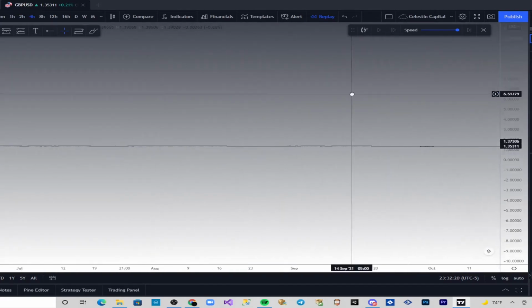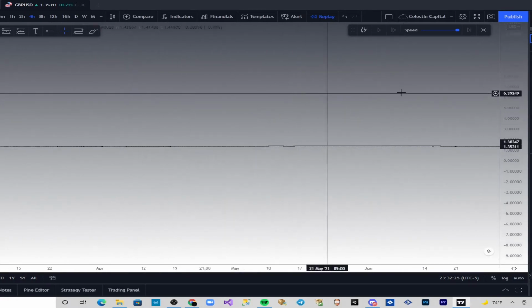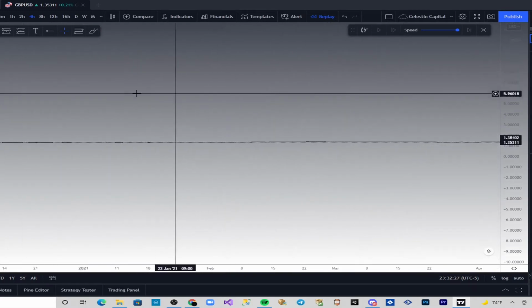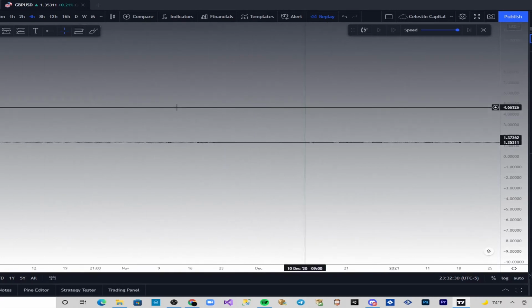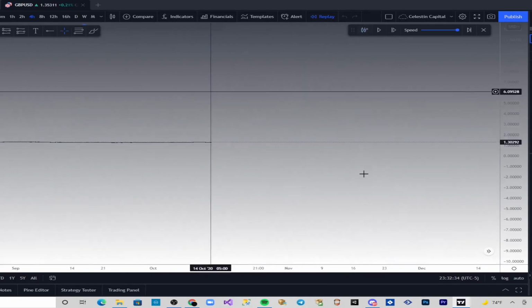So as you can see, I can't tell whether the market is bullish or bearish, and I'm just going to keep scrolling back and forth. So now I'm going to stop here, and we're going to start from here.